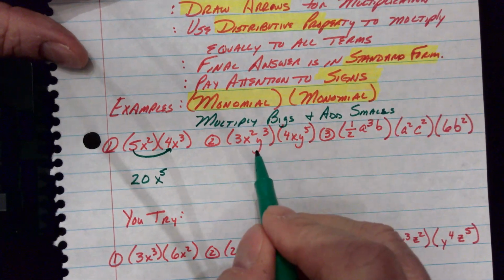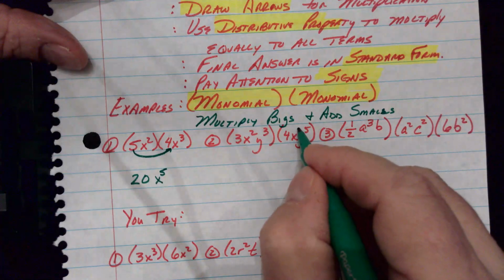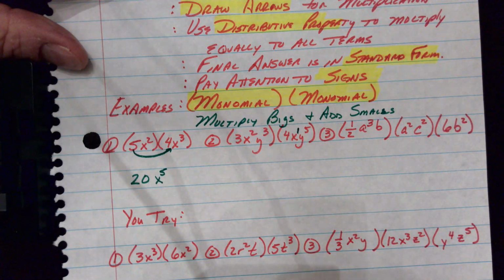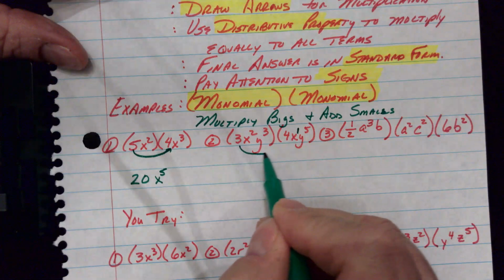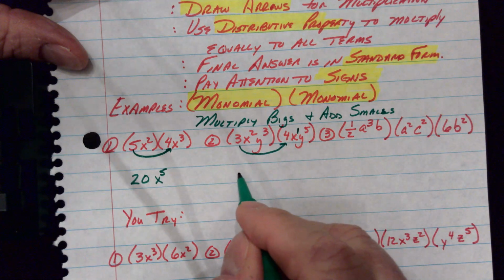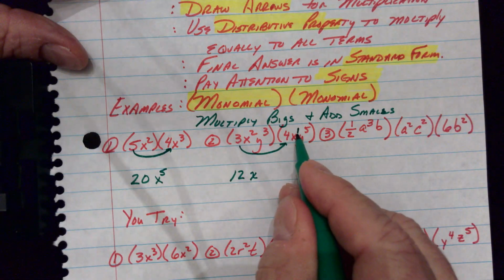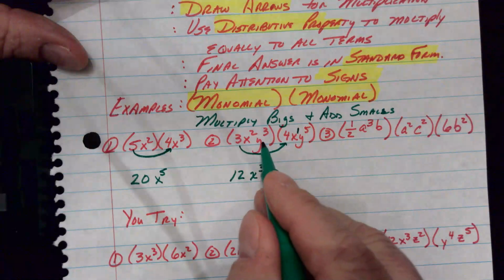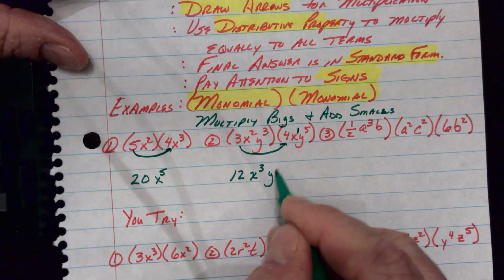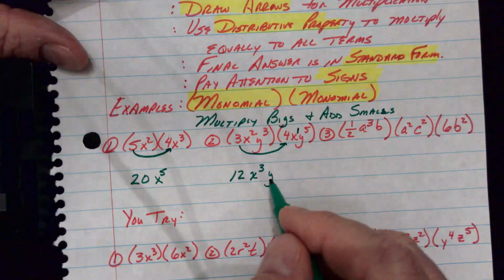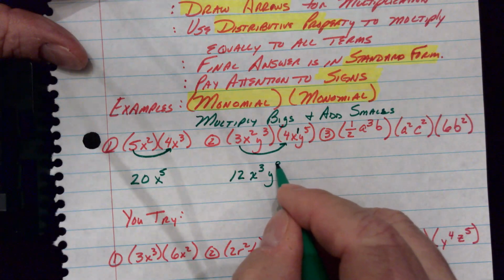Now over here on number 2, we've got a couple things going on. Number 1, I need to put in this unwritten 1. And I'm going to multiply the 3 times the 3, multiply the bigs, and then I'm going to add x squared times x to the first and get x cubed, y cubed times y to the fifth. Again, these are the smalls, those are the exponents. I'm going to add those.